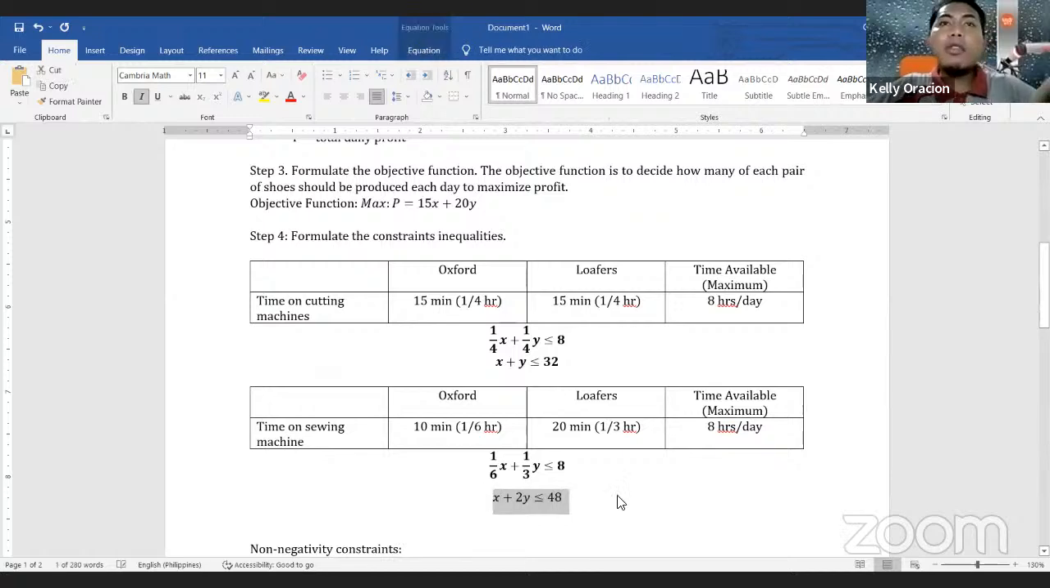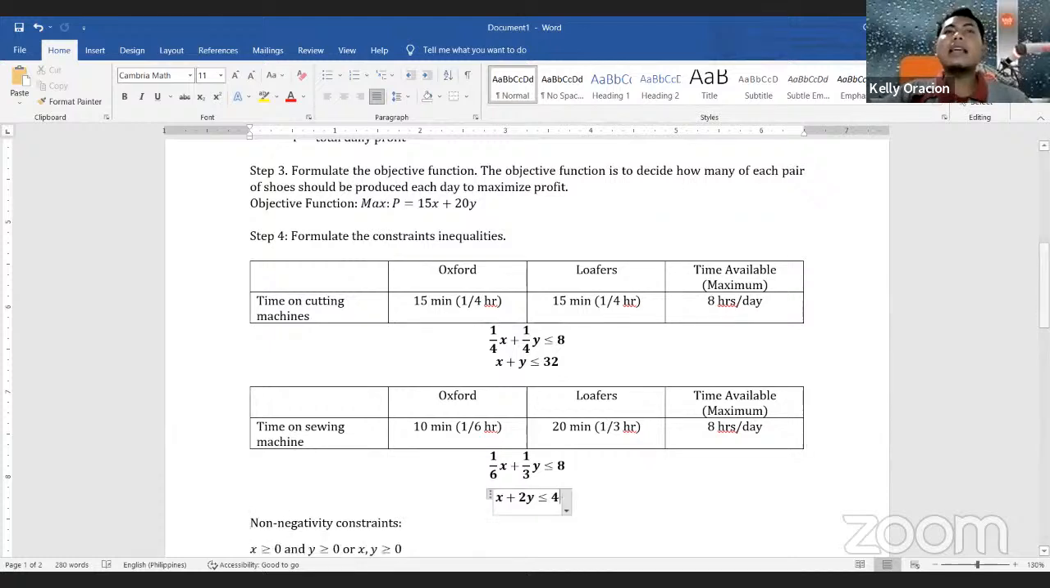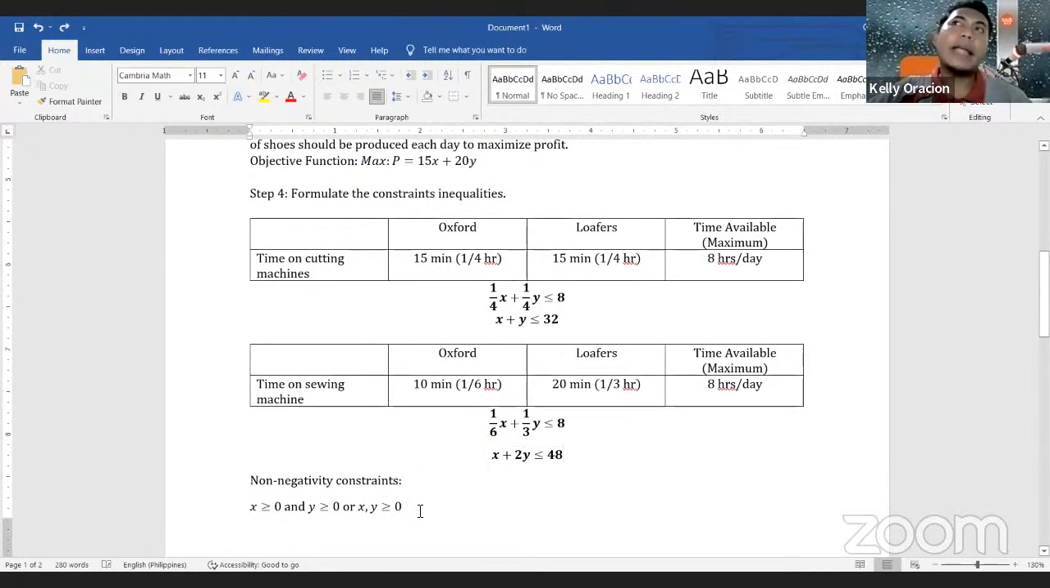Itong dalawa, ito yung naka-whole number, yun yung gagamitin natin for solving. And lastly, we do not forget to include the non-negativity constraints.